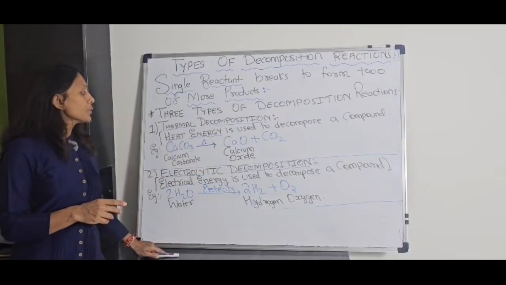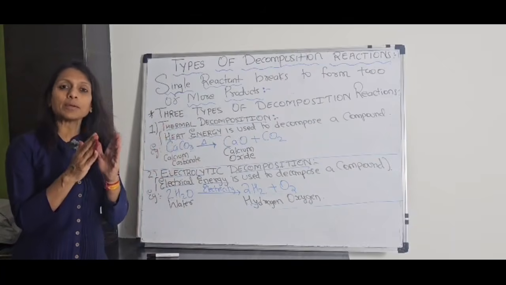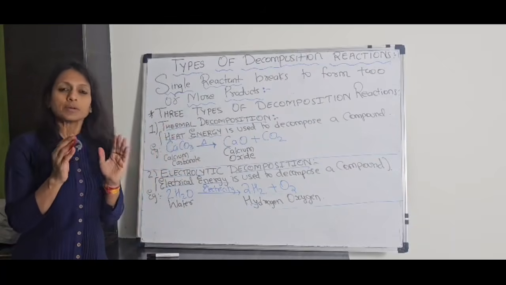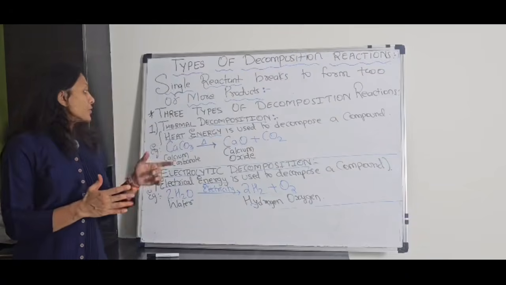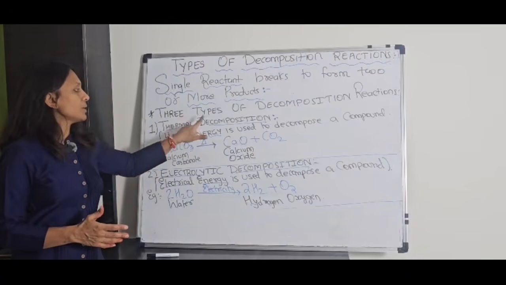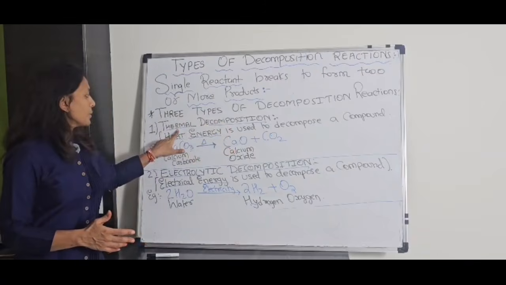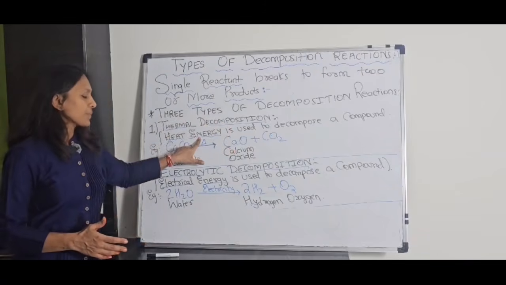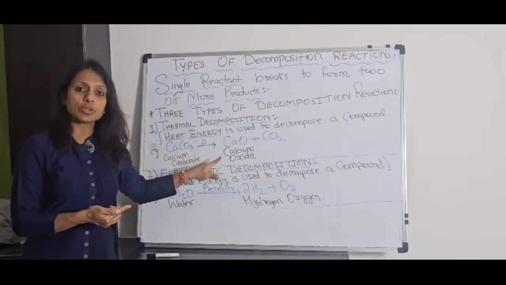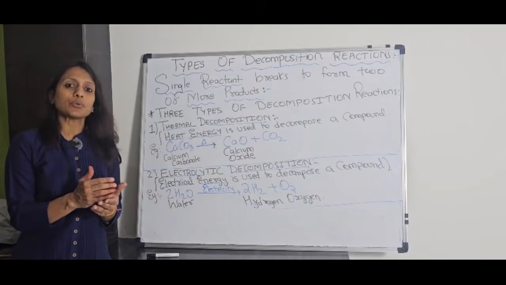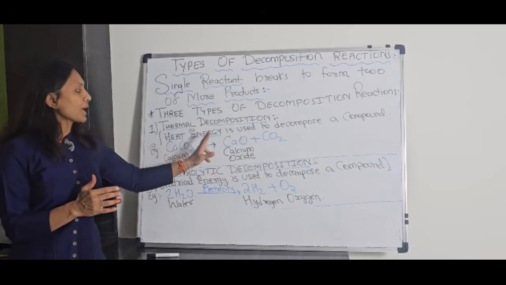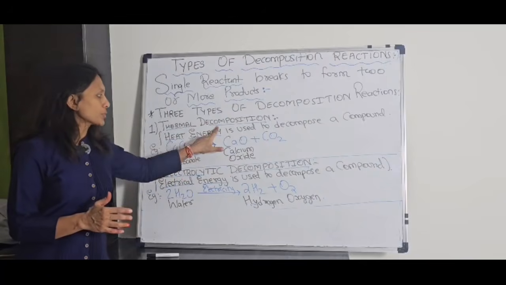First, when you supply heat energy and break a compound. Heat energy is supplied and a compound is decomposed. The term used is thermal decomposition. Thermal means heat energy. Now, to begin with the definition, when heat energy decomposes a compound, the type of reaction is thermal decomposition.